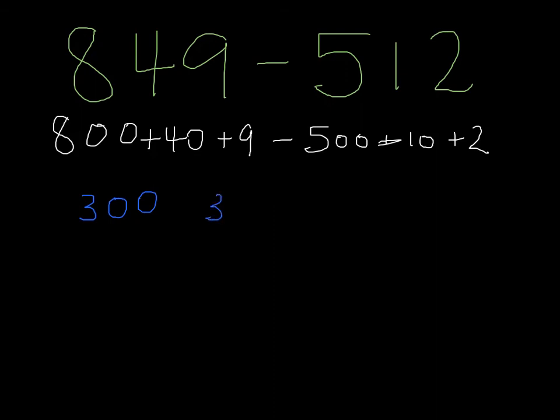And we have to put the plus in between because then we'll have to put it back together. So I'm going to put another plus, but I'm going to take the ones away now. So 9 take away 2 makes 7. And when we put our number back together, 849 take away 512 makes 337.